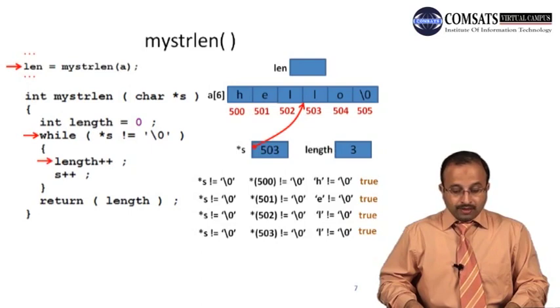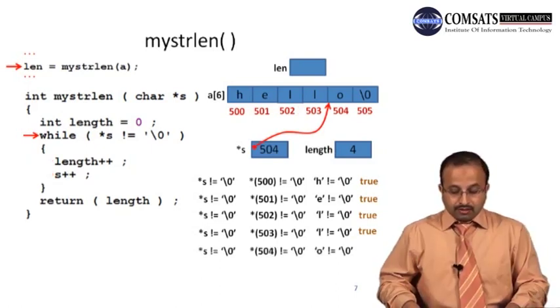It comes inside the loop and increments the length, which becomes 4. This means that you have found 4 characters in that string and none of them is null. Then you increment the pointer that is pointing to the array. The incremented value is now 504, and it points to the next character in that array or string. And then it checks the loop condition. The loop condition is star 504, the value at address 504, and that value is O, which is not equal to null. That condition is true.